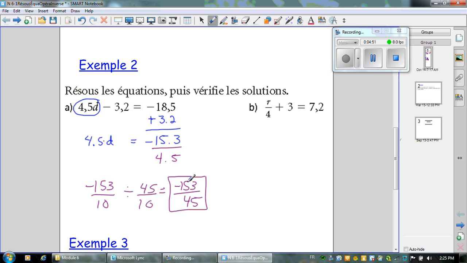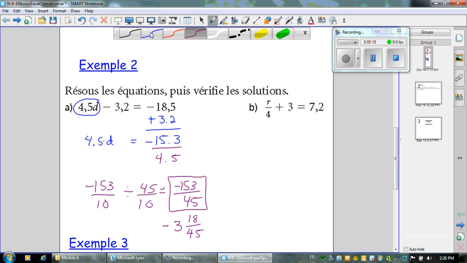If you want to find out exactly what it is, you can say that 45 goes in there how many times? Twice is 90. 3 times is 135. So 135, and then you have a remainder: 153 minus 135 is 18, so 18 45ths. So that would be your answer, negative 3 and 18 45ths.